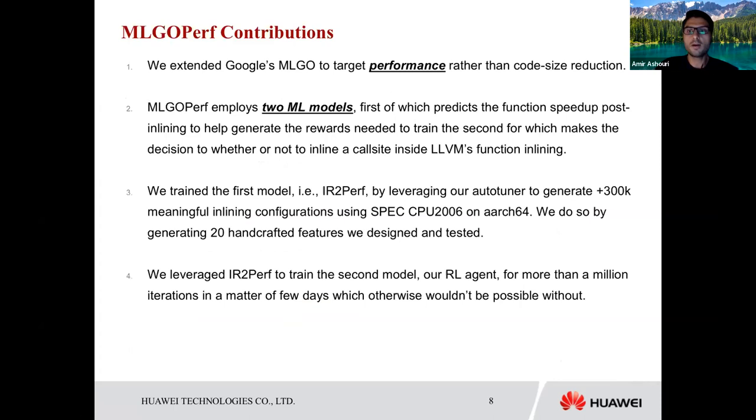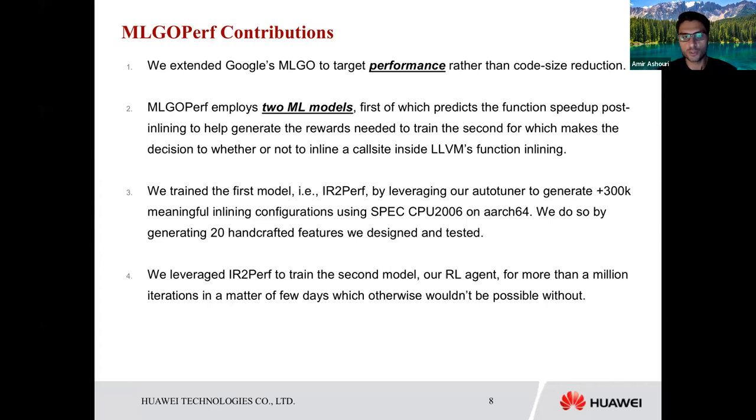MLGOPerf provides an extension over Google's MLGo, which is now an LLVM upstream tool for function inlining optimization. What we did instead is to target performance rather than code size. In order to do that, we employed a secondary ML model, which we call IR2Perf, that predicts the function speedup post inlining to help generate the rewards needed to train the actual model, which was the reinforcement learning model.